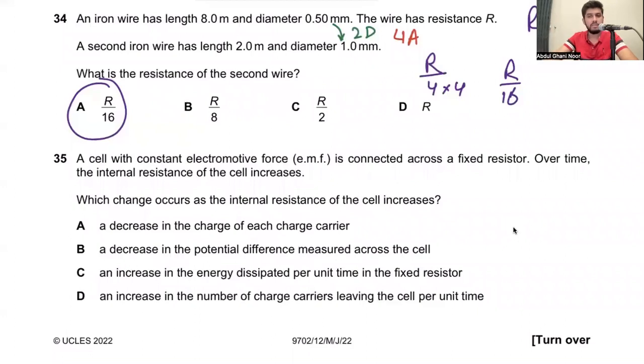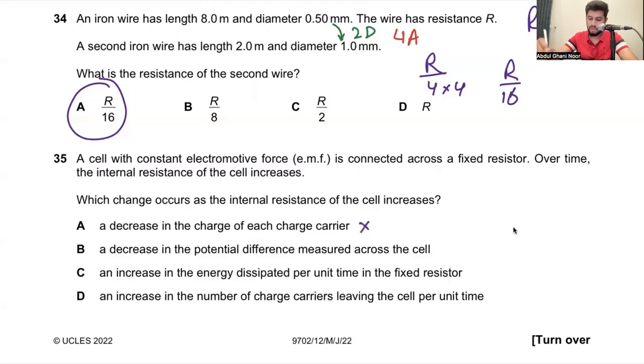Question 35 says, a cell with a constant EMF is connected across a fixed resistor. Over time, the internal resistance of the cell increases. Which change occurs as the internal resistance of the cell increases? A: A decrease in the charge of each charge carrier. The charge of a charge carrier is unaffected. The charge on a charge carrier is 1.6 × 10^-19 coulomb because it's an electron. That does not change in any case.